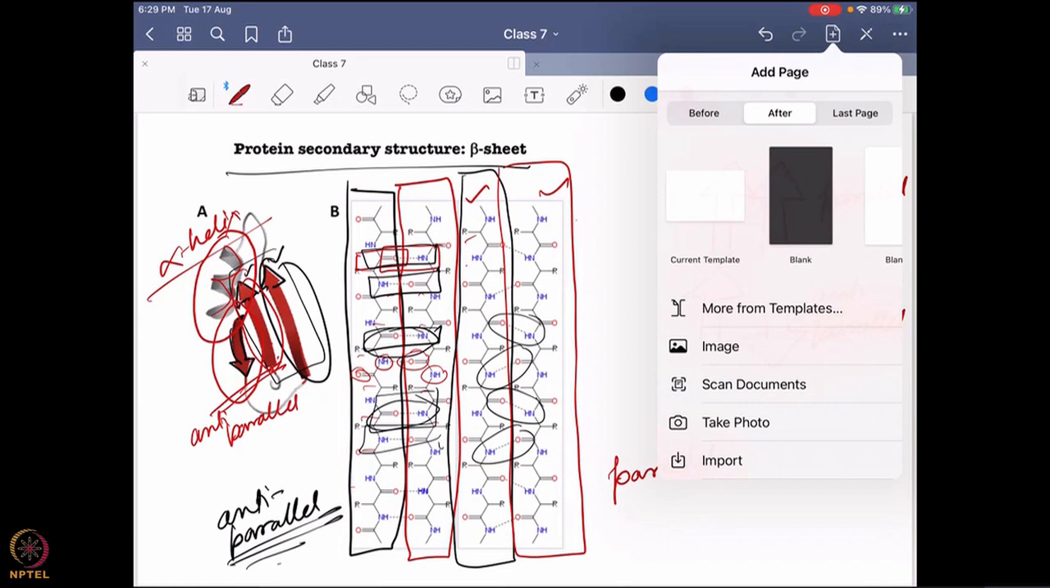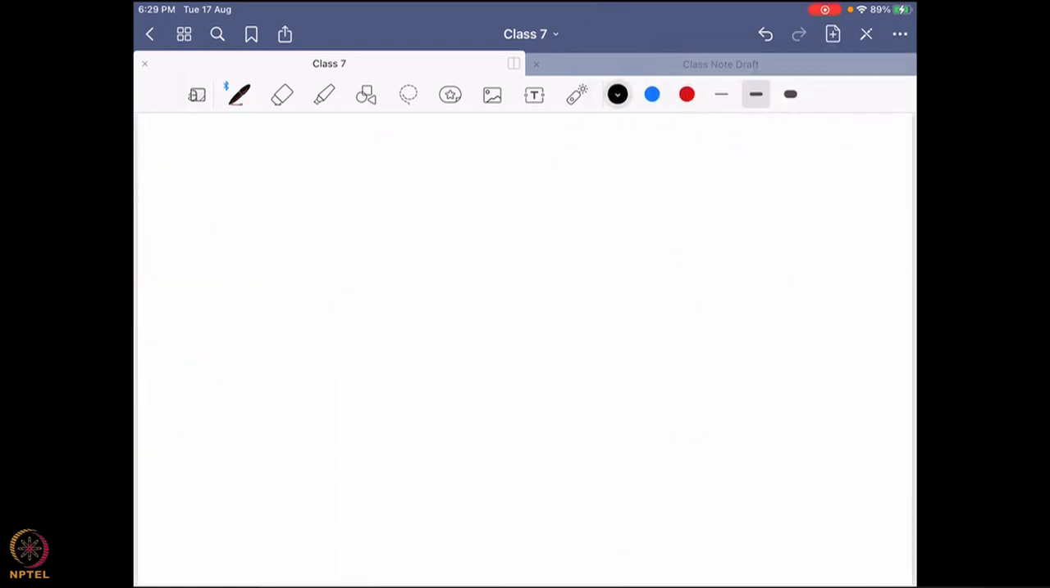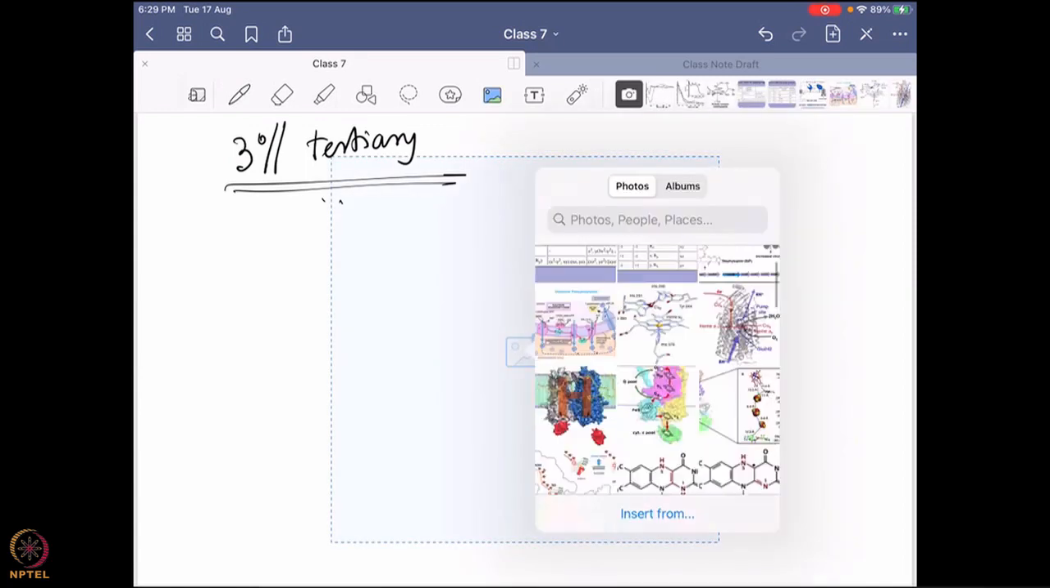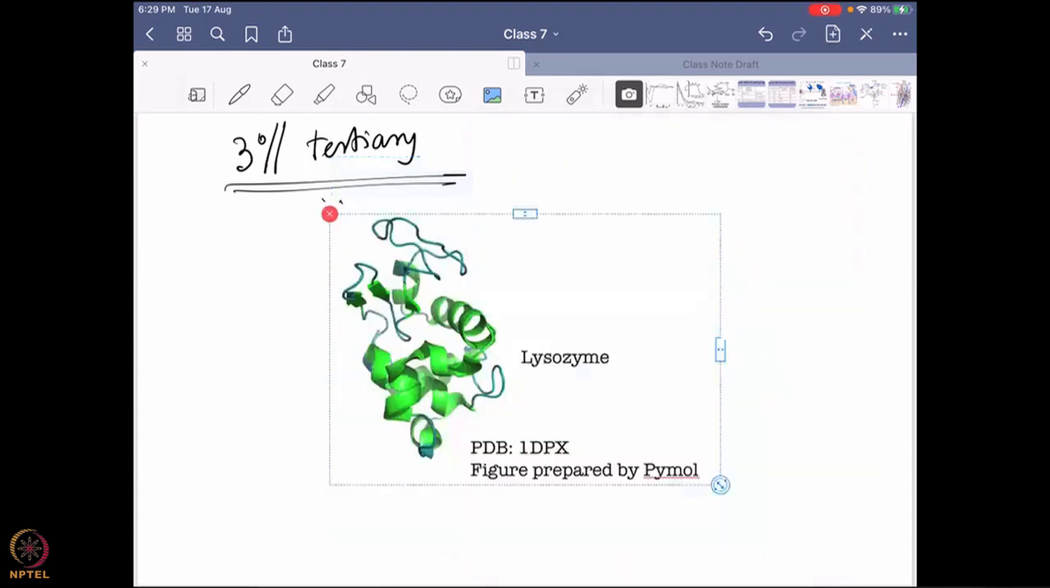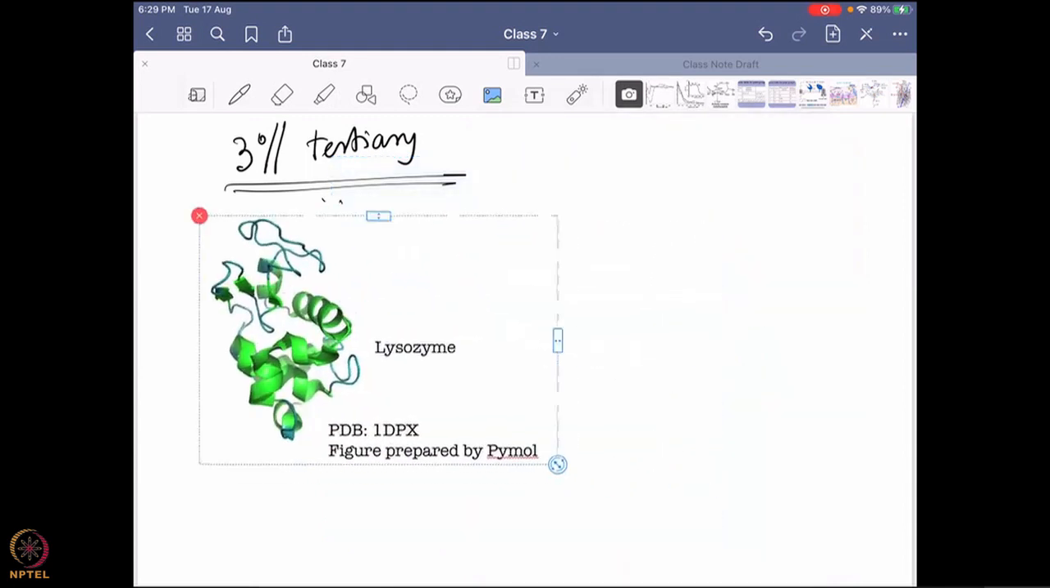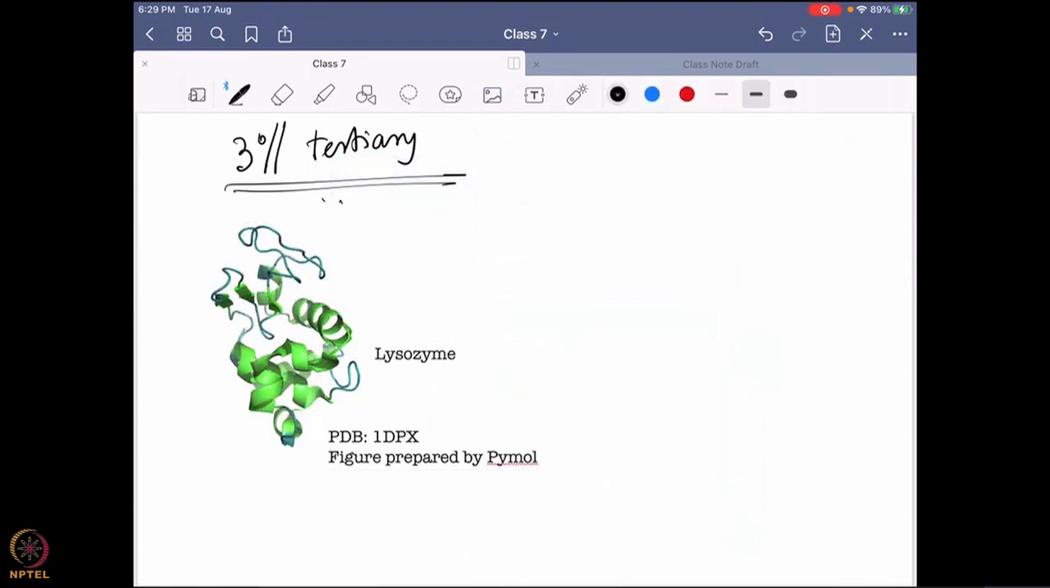And now, if I look into the actual protein structure, it comes to a 3-degree structure or tertiary structure. Because a protein is not only having alpha helix and beta sheet, but it can be a combination of a lot of things. So if I give you an example of that, this is a protein named lysozyme. Over here in this protein, you can see there is alpha helix present. There is alpha helix present. And there are also beta sheets present over here, and they're anti-parallel.